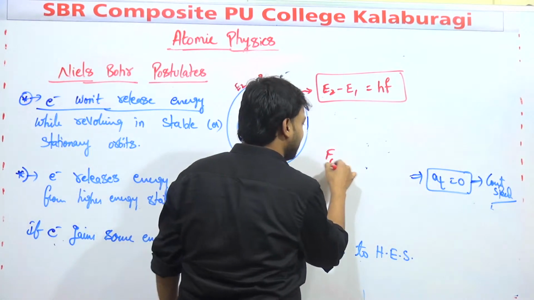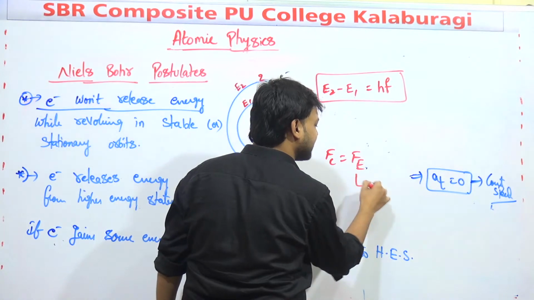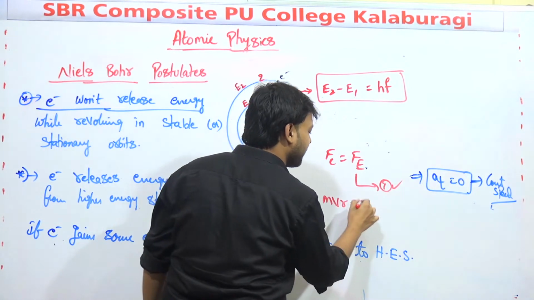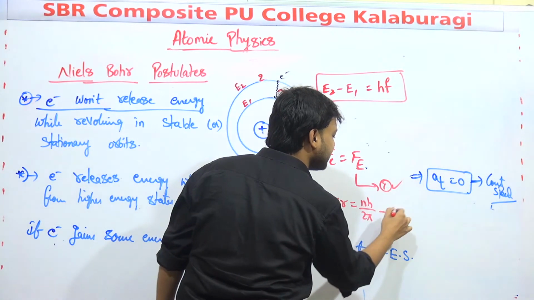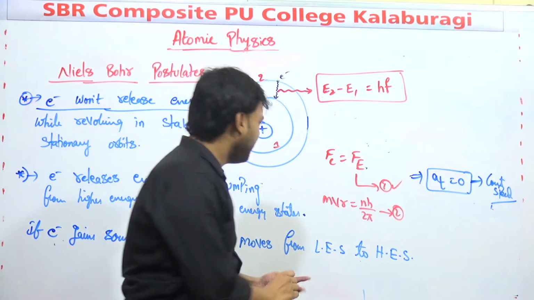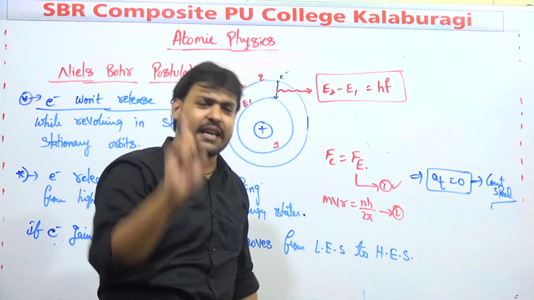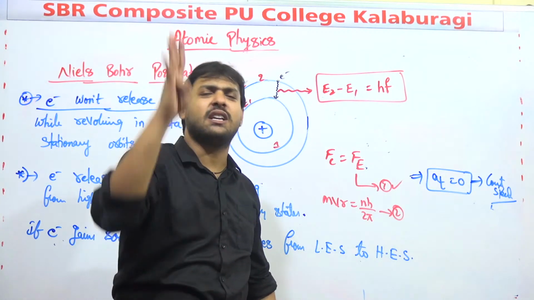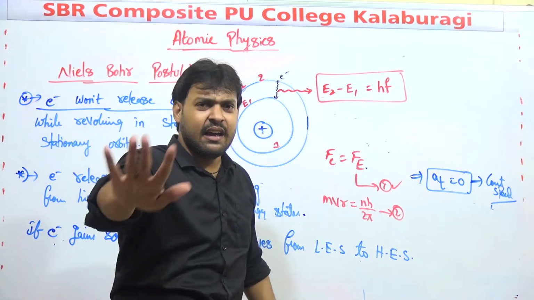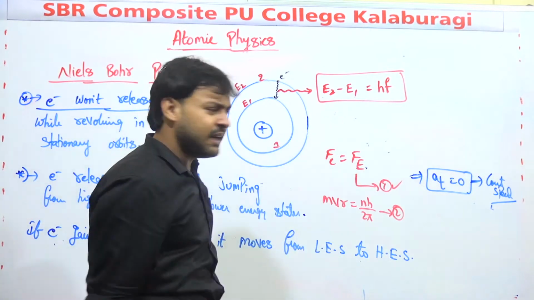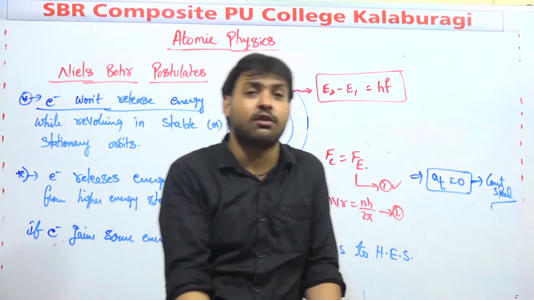The first equation is Fc equals Fe. The second equation is mvr equals nh by 2 pi. By solving these two, as a hint, you can calculate the radius, the velocity, the kinetic energy, the potential energy, the total energy, everything. In the next class we will start with this, continue, and try to complete Bohr's theory.